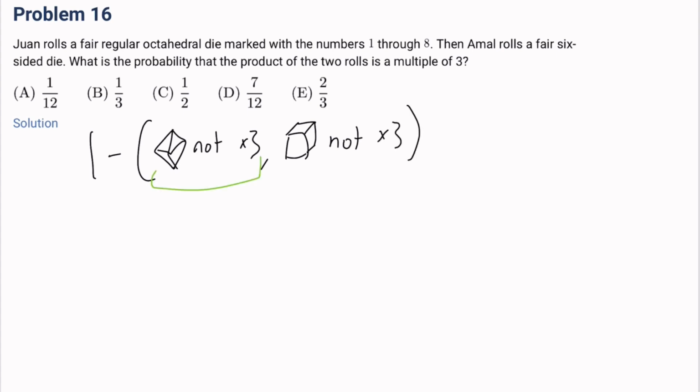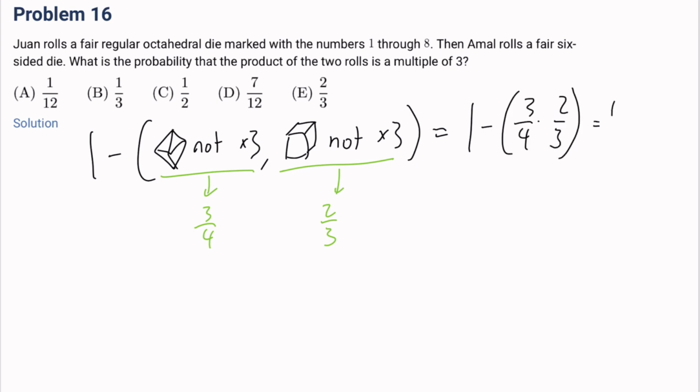right? And so for the 8-sided die to not be a multiple of 3, it's numbers from 1 to 8, but then we don't have 3 and we don't have 6, right? So that's 6 over 8, which is just 3 over 4, right? And for the other die, we just have to take away 3 and 6 from 6 numbers, so that's 4 over 6, and so this is equal to 2 over 3, right? And so this is equal to 1 minus 3 over 4 times 2 over 3. This is 1 minus 1 half. This is equal to 1 over 2. So this is the answer.